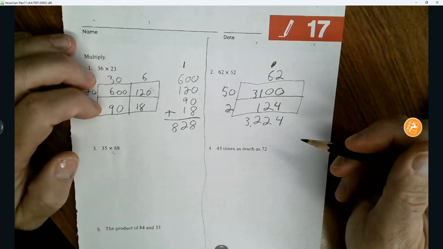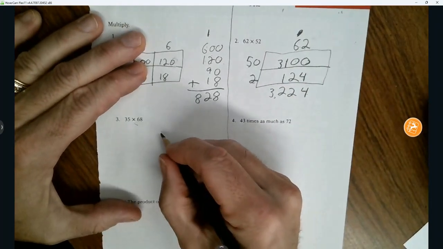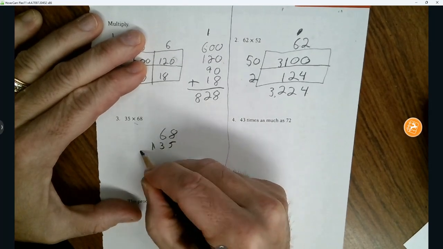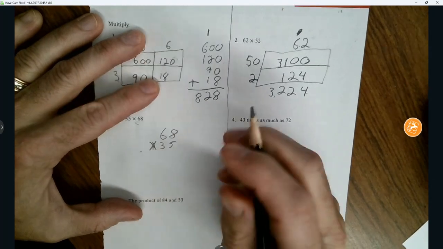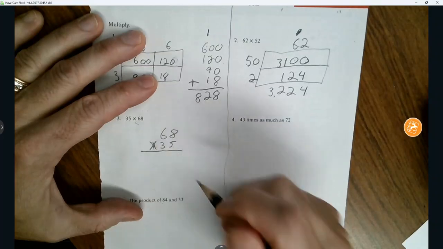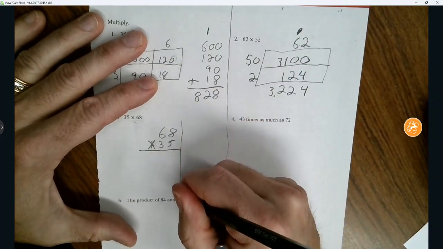All right, now the next one. 35 times 68. It's going to look really similar. Parents, if you're out there, and students, I'm trying to help our parents too, because it bothers them too. Trust me, we're going to do this thing.